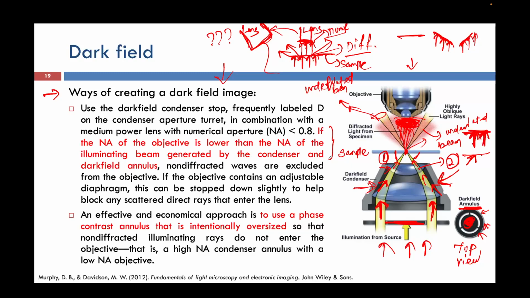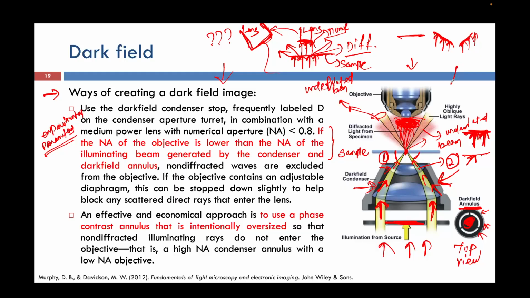These are all experimental parameters, if you want to use a dark field image. And also, to use a phase contrast annulus that is intentionally oversized relative to the objective. Okay, so the phase contrast annulus, what is that, we'll see in the next few slides. So these are the two different ways of creating dark field images.